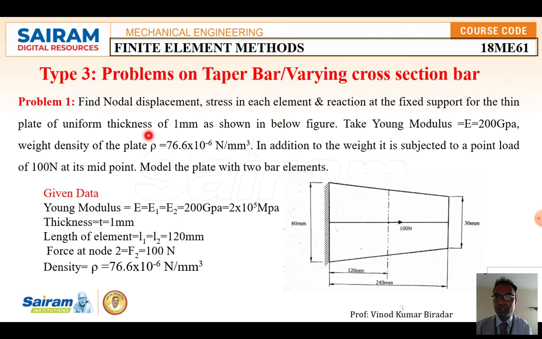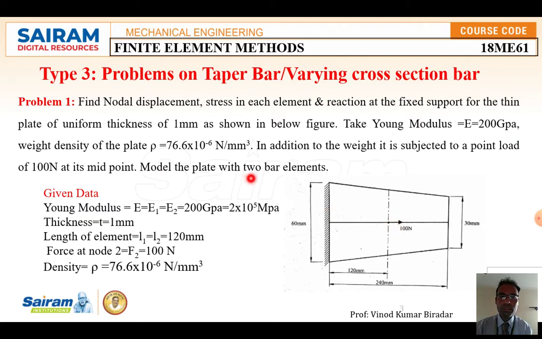Okay, so the question is given like this: find the nodal displacement, stress in each element and reaction at the fixed support for the thin plate of a uniform thickness of 1 mm, as shown in the below figure. Take the Young modulus as 200 gigapascal, and the weight density of the plate is 76.6 into 10 to the power of minus 6 Newton per mm cube. In addition to the weight, it is subject to a point load of 100 Newton at the midpoint, where the 100 Newton force is acting.